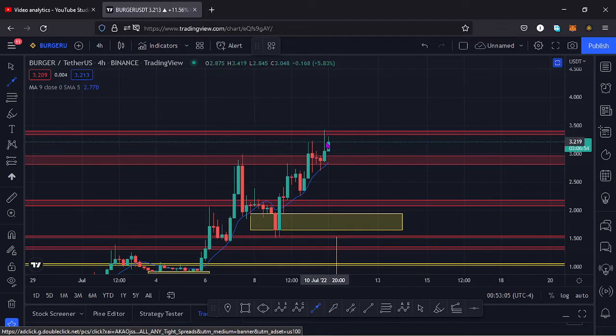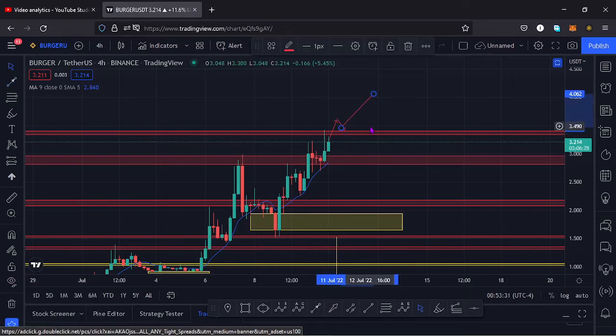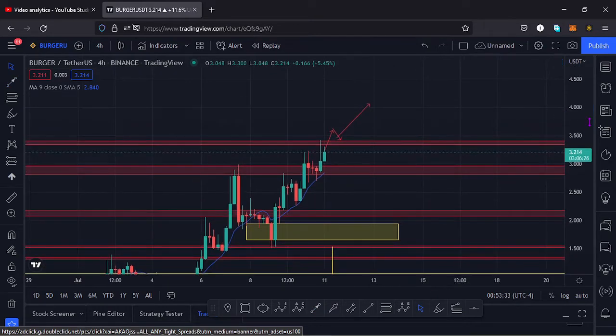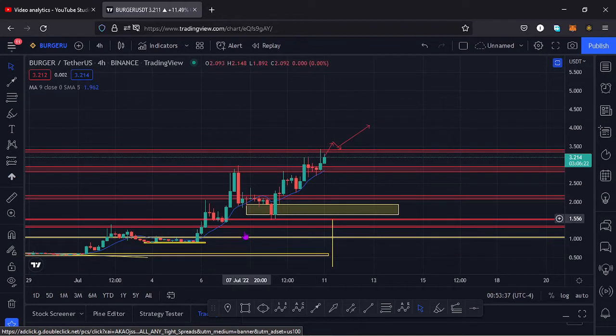And if we continue pushing to the upper side, we'll be facing another key area of resistance between the $3.412 mark and the $3.35 mark. And once we break above that, we can then also have a retest of that area and then continue pushing to the upper side. And in that move, I want to give you the target that I expect us to reach once we break above that key area of resistance.